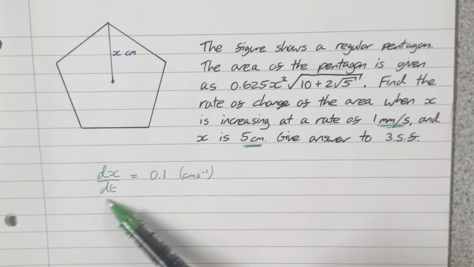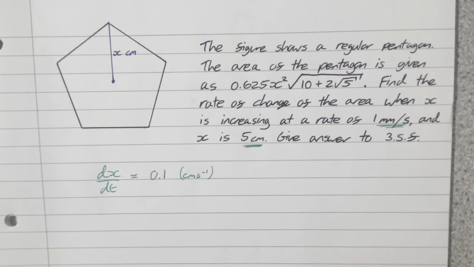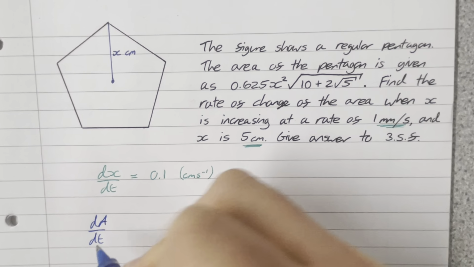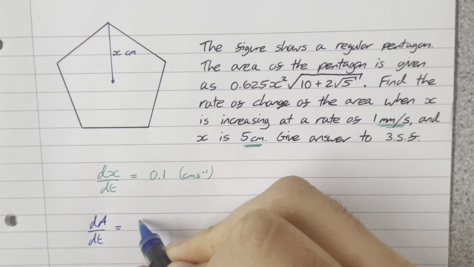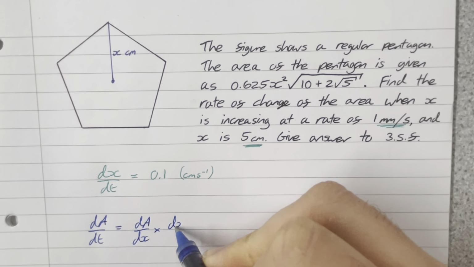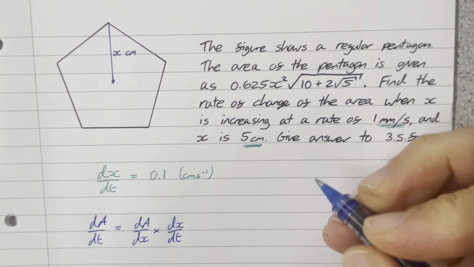So that's the rate of change of x with respect to time, and we're asked to find the rate of change of the area. So we are asked to find dA by dt. So we can say that dA by dt is the same as dA by dx times dx by dt. That's using the chain rule. And if you look, the dx's cancel, and we're left with dA by dt. So we need to find dA by dx.